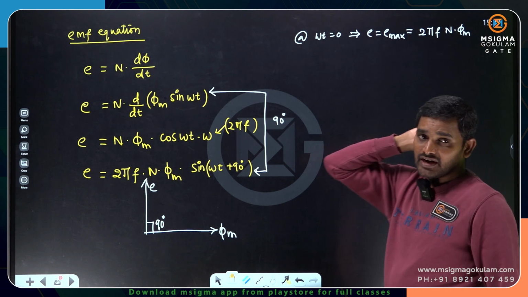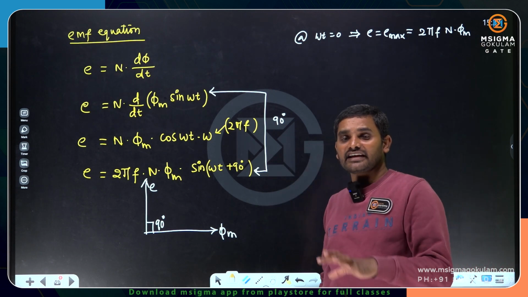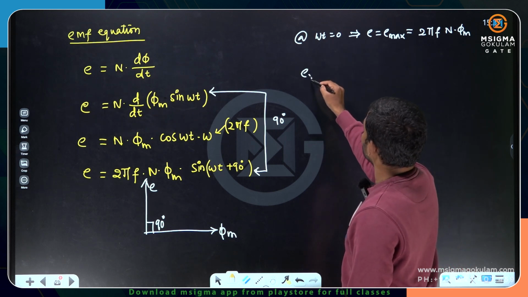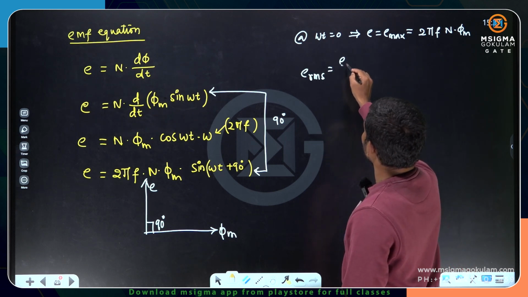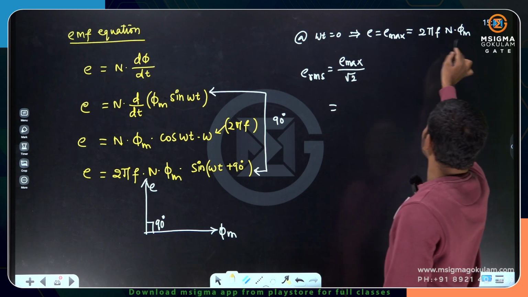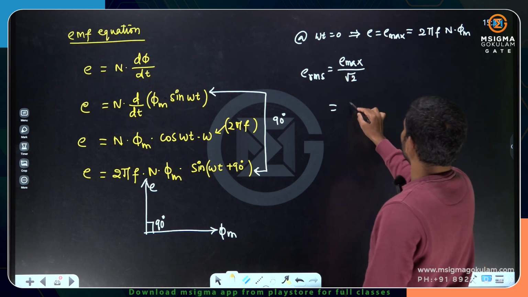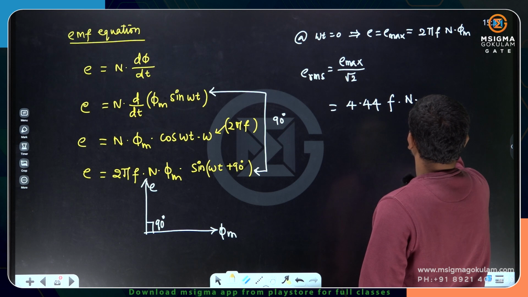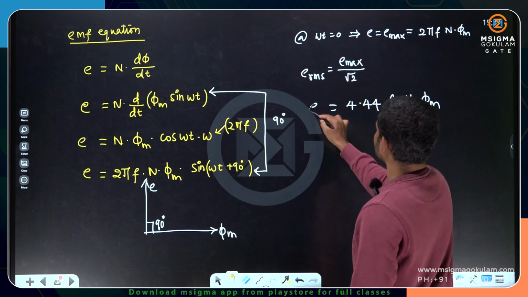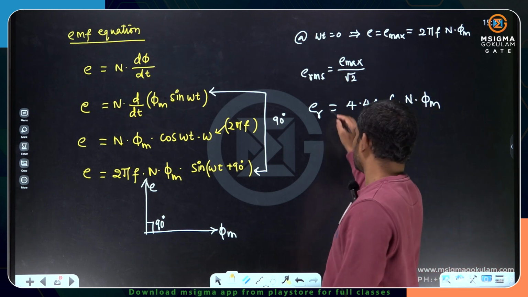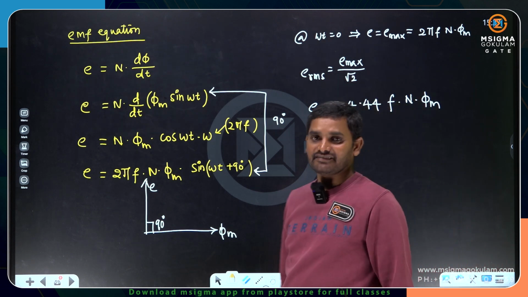But generally, alternating quantities are represented in terms of RMS values. Let us take up RMS values. The RMS value will be E maximum by root 2. If you divide this E maximum value by root 2, then you will get 4.44 into f into n into phi m. So this is the RMS value of the induced EMF in the windings.